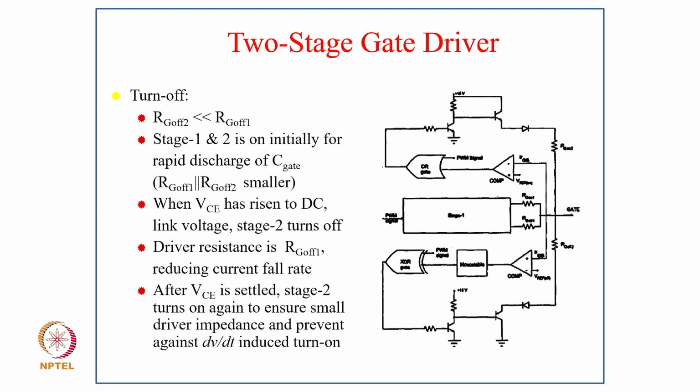And typically here, for the turn off in case of this gate driver circuit, RG off 2 is much smaller than RG off 1, and stages 1 and 2 are on initially for the rapid discharge of CGE, with RG off 1 in parallel with RG off 2, which is much smaller than typically RG off 1. When VCE has risen to the DC link voltage, stage 2 turns off, and the resistance RG off 1 reduces the current fall rate. After VCE is settled, stage 2 turns on again to ensure a small driver impedance and prevent against dv/dt induced turn on.